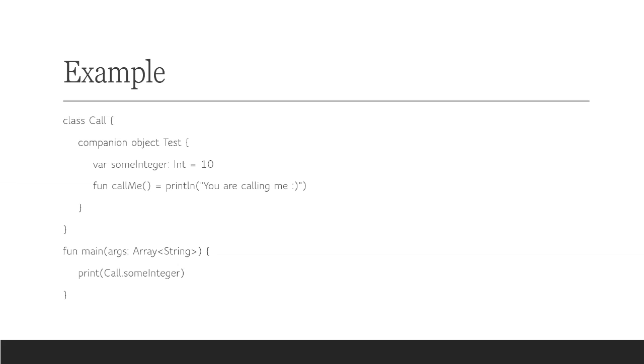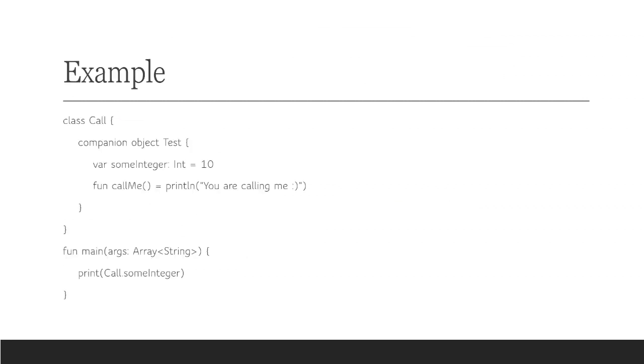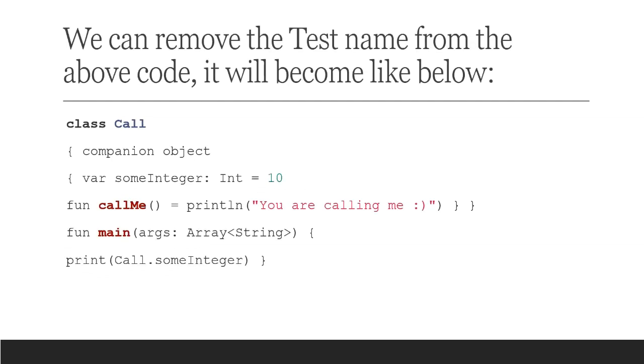So if you want that in the future, if you want to increment the values statically, you can just use that. And also if you want to remove the test name from the above code, it will become like that. So here we have a companion object Test, and then we call it with this.